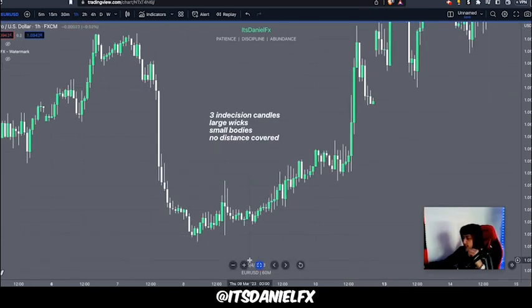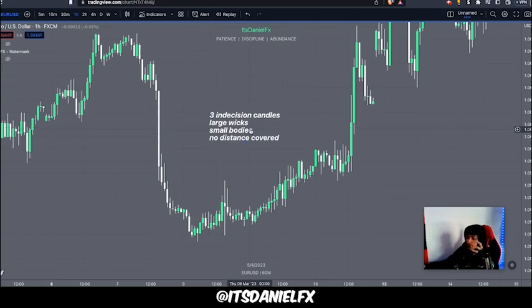Now right here for a corrective move, you're essentially looking for the exact opposite of an impulsive movement. You're looking for 3 indecision candles. What you consider an indecision candle is going to be relative to you and the price action you understand. But typically speaking, you're looking for 3 candles that are very low volume candles, meaning they have large wicks and small bodies.